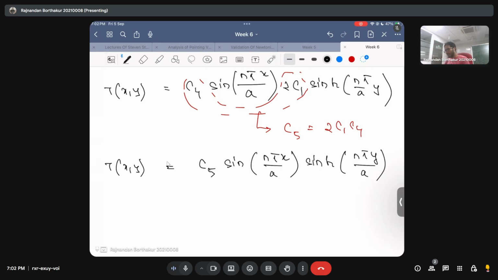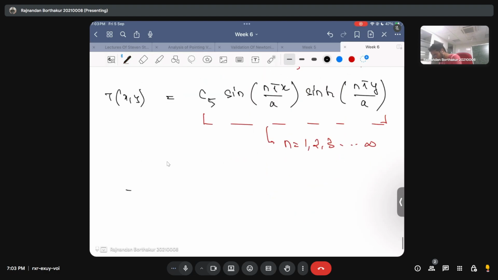Remember, we still need to find this c5, but you now need to understand one thing: this solution that I wrote is true for multiple values of n. It is true for n equal to 1, n equal to 2, up to n equal to infinity, because your lambda is n pi by a. So in principle, I should write this as a summation over all n, n going from 1 to infinity, of some c5n.